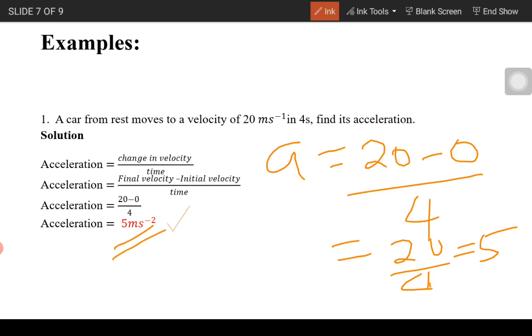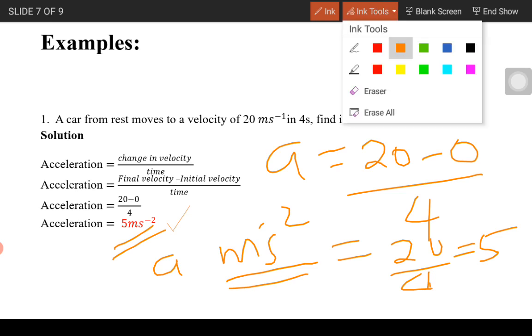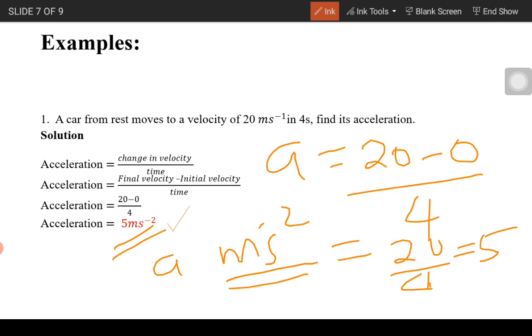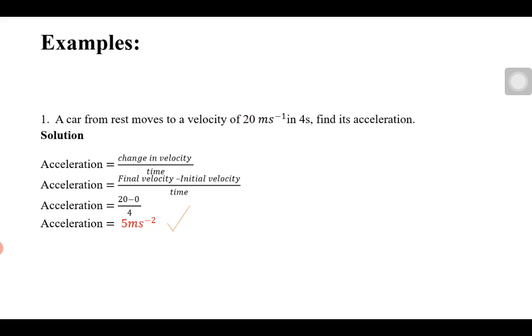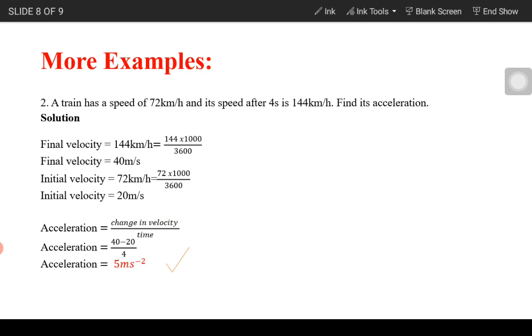The unit is very paramount. Acceleration is in meters per square second. Don't confuse those two units: velocity is in meters per second, while this one is in meters per square second. So we can move to our next slide and we'll look at more examples. Number 2 is here.